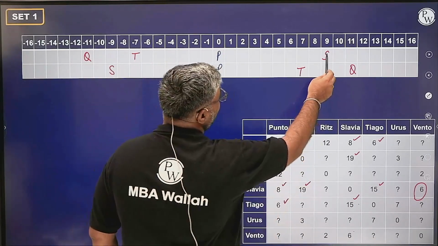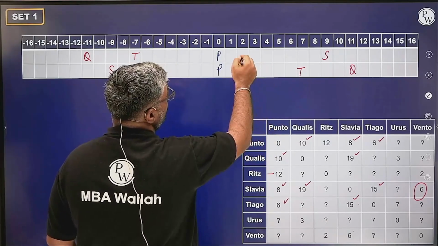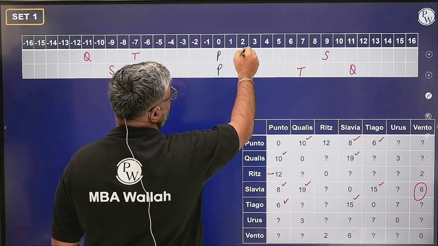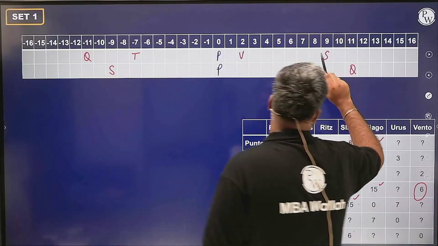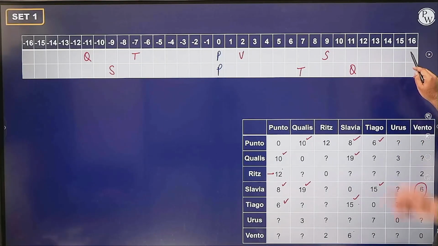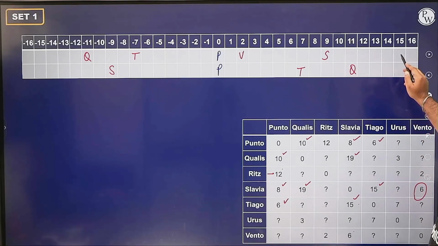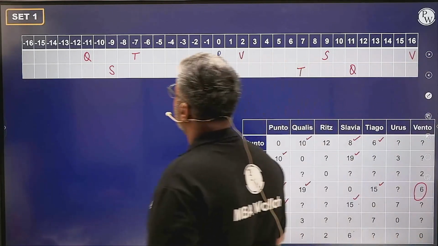So with 9, I need a 6 car gap. 1, 2, 3, 4, 5, 6 left. Here we will have the Vento. Same way on the other side. So from here, 6 car gap, we have 1, 2, 3, 4, 5, 6. Slavia and Vento, yeah. So we have 1, 2, 3, 4, 5, 6 left. 3 and 3, 6 left. And we have the Vento placed here. On the other side, here we have Slavia.